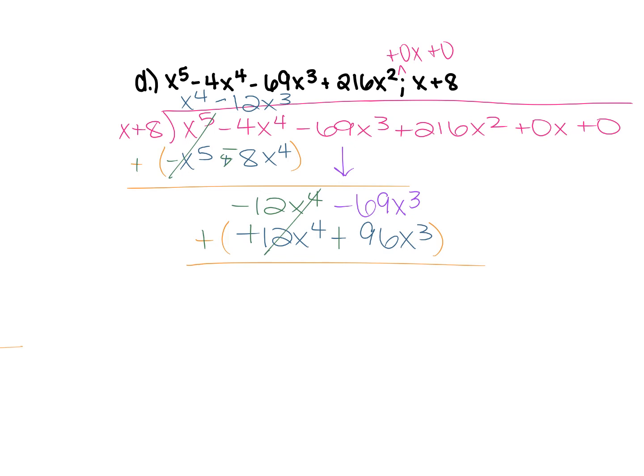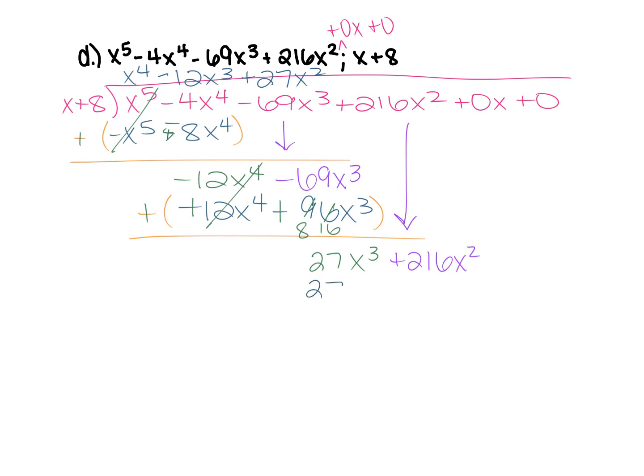Your 12x to the 4th powers cancel. You have 96x cubed minus 69x cubed. So that 6 is going to turn into 16, 9 is going to turn into 8. That gives us 27x cubed. From here, we're bringing down that 216x squared. And we're asking ourselves, x times what is 27x cubed? That's going to be 27x squared.